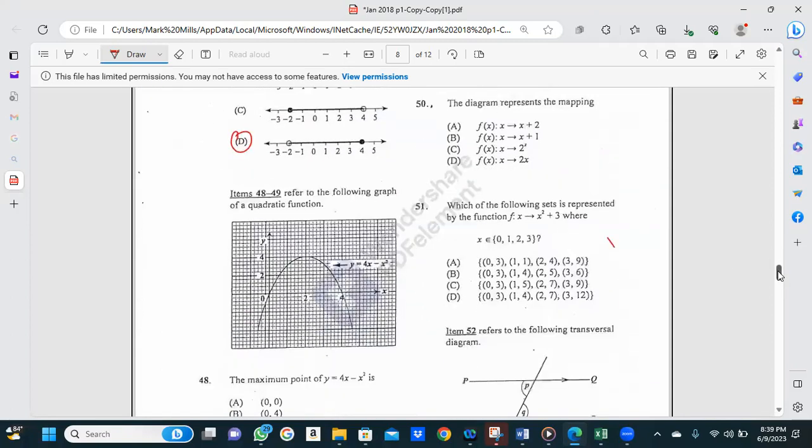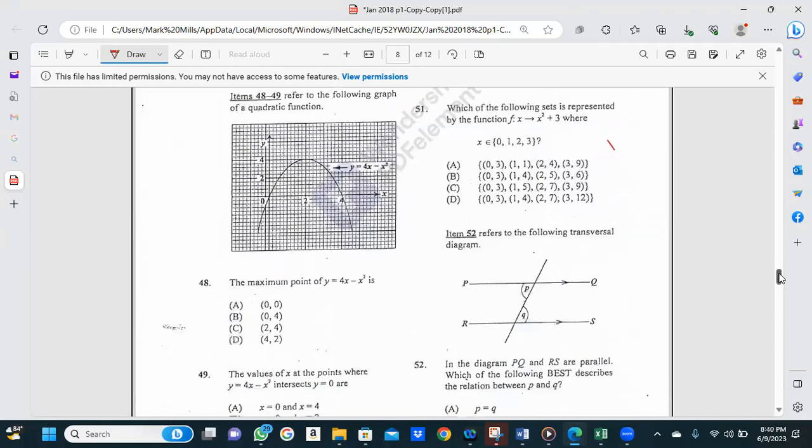We move on now to item 40. They say I should find the maximum what? The maximum point. The maximum point is right here. So that would be 2 and 4. So 2 and 4 would have been C.